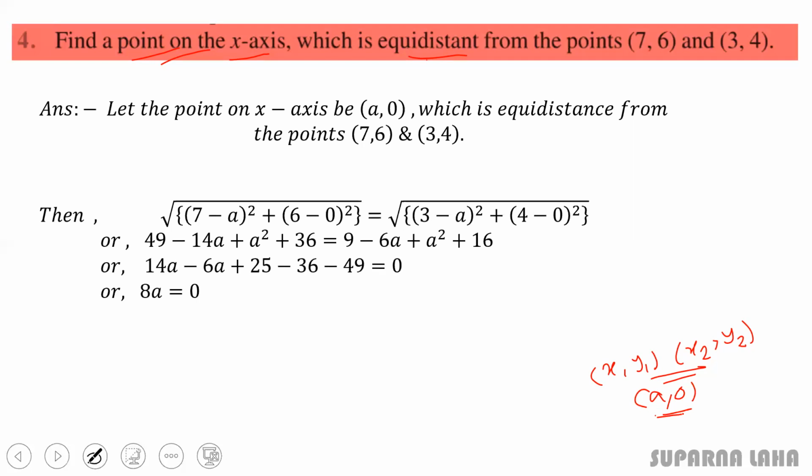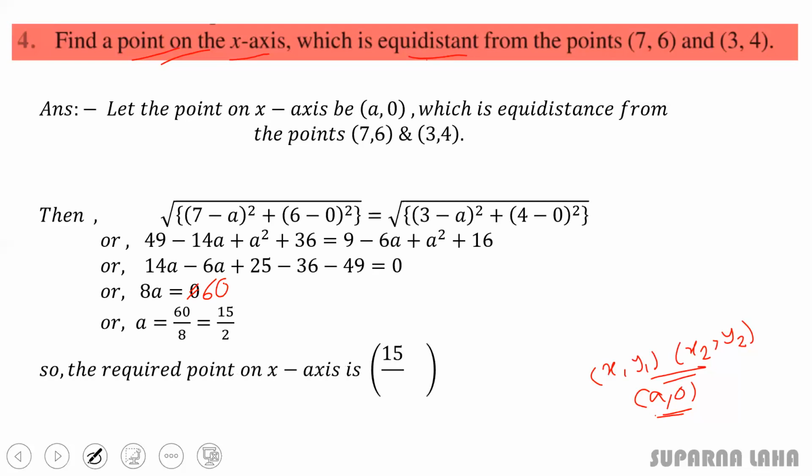You will find the value of a, which is equal to 60 by 8. That will be 60, not 0, corrected please. So that will be 60 upon 8, that is 15 by 2. I'm not explaining the plus or minus, the calculations, so it's written over there. If any problem, you can ask me. So 15 upon 2 is the value of a. So the point is given by (15/2, 0).